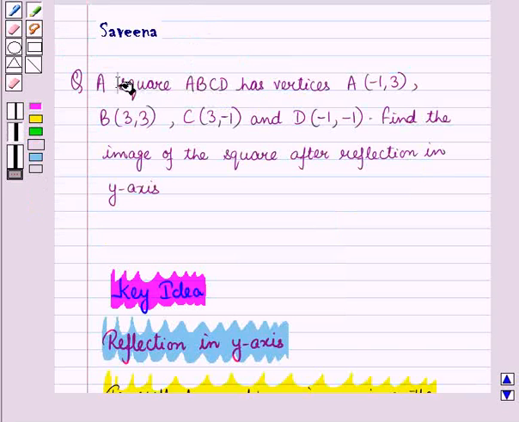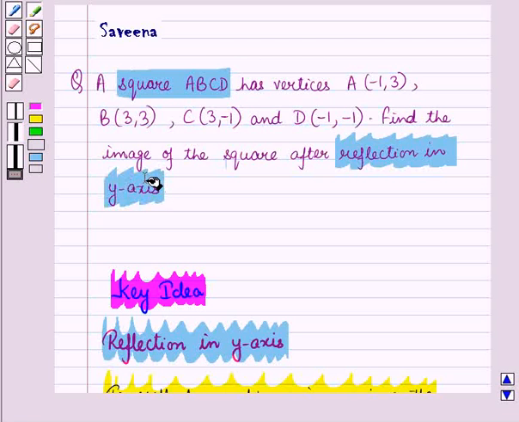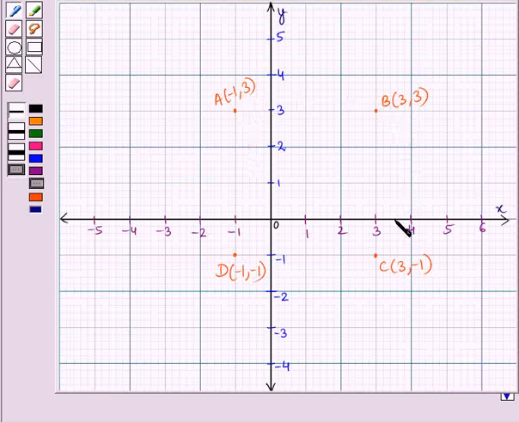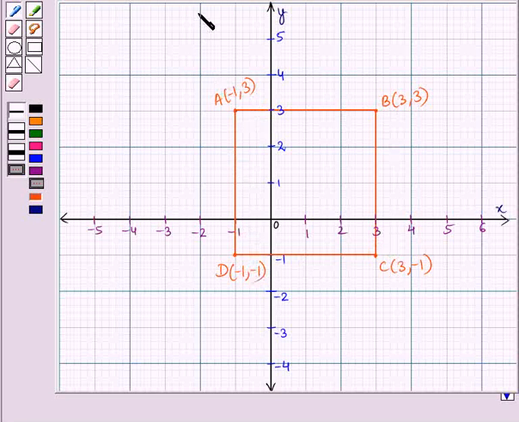Now let us start with the solution of the given question. Now we are given square ABCD and we have to reflect the square in y-axis. First we plot it on the coordinate plane. Now vertices are given to us as A, B, C and D, and the coordinates of all these vertices are also given. So let us plot these points on the coordinate plane. So we have plotted all the points on the coordinate plane, and joining all these points we get the square ABCD. Now we have to reflect it in y-axis.